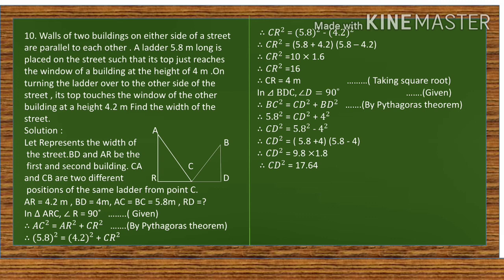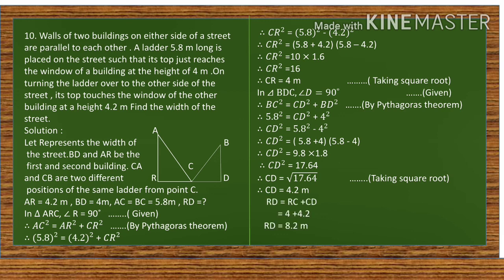Therefore CD square is equal to 17.64. By taking square root, 17.64 is the square of 4.2. Therefore CD is equal to 4.2 meter.